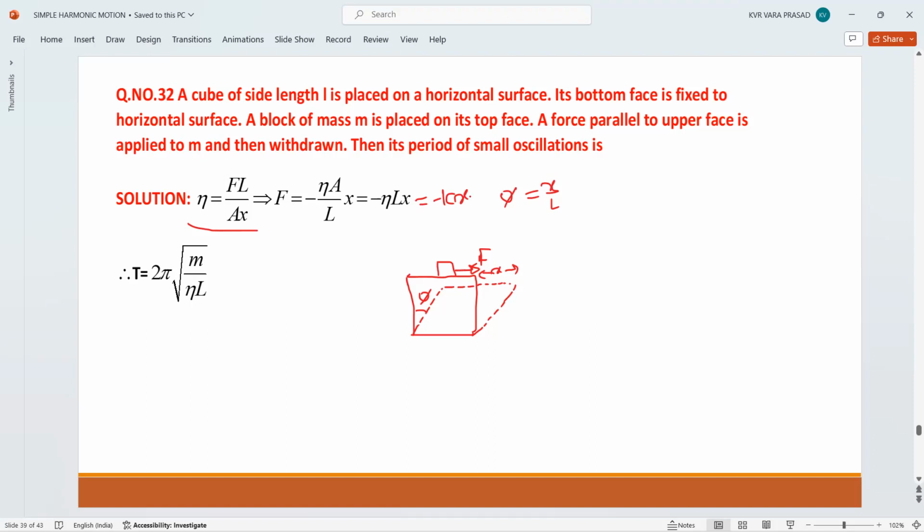So you have to focus carefully on what exactly is happening here. When we apply force on this and leave it, then it makes oscillations like this, to and fro. Because the question says a force parallel to the upper face is applied to m and then withdrawn. So this is now oscillating like this. Okay, see the next problem.